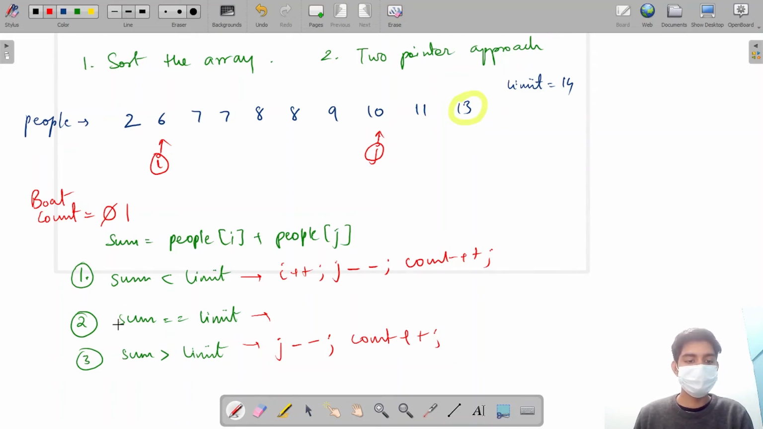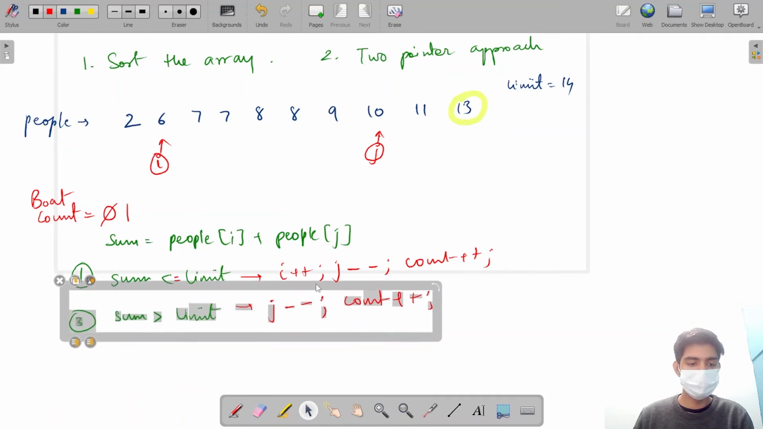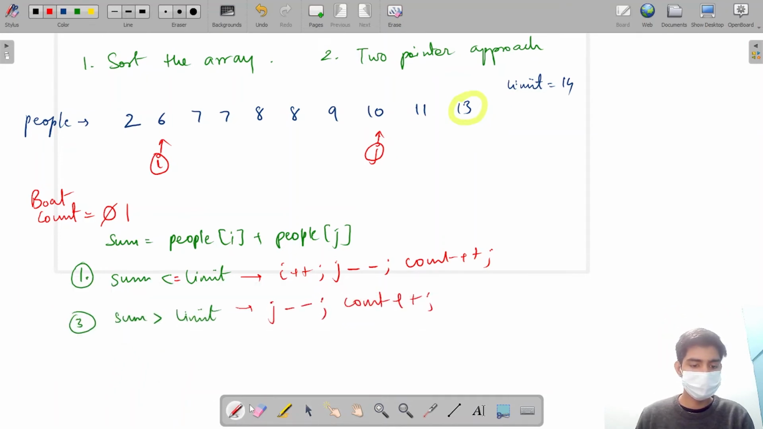Now the same goes for sum equal to my limit. If my sum is equal to the limit, then I'm going to increment my i and decrement my j and do count plus plus. This is going to be the same as this. So instead of writing two conditions here, I can just simply say while sum is less than or equal to my limit, and I can remove this one. Okay, and I will only have these two conditions. Okay, so now let's put this here.